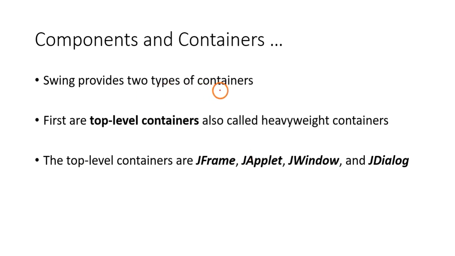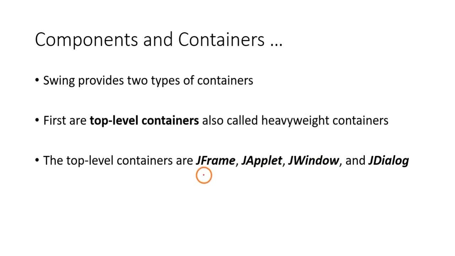Now we are going to talk about containers. The Swing package provides two types of containers. The first one is called top level containers, also called heavyweight containers, because they are old; they are being used from the java.awt package. The java.awt package also contains different GUI components, but they are old generation components, whereas javax.swing offers the same components as new generation components.